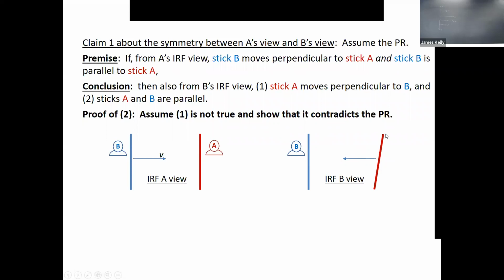But now what we're concerned with is whether these two sticks have to be parallel, which any sensible person would say, yes, they better be. But we're concerned with whether it could violate the principle of relativity if they're not parallel. And yes, it does. We're going to take exactly the same tack. We're going to assume that they're not parallel and show that the principle of relativity is violated. And exactly the same proof is going to go through.